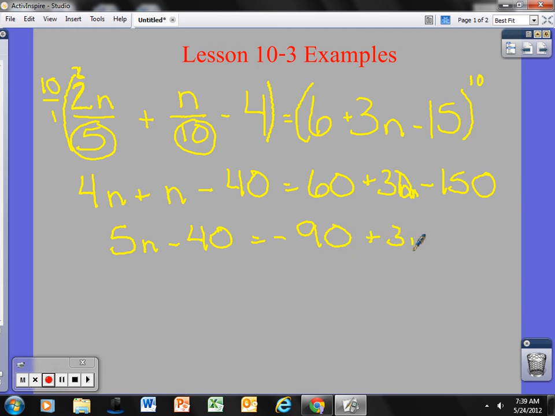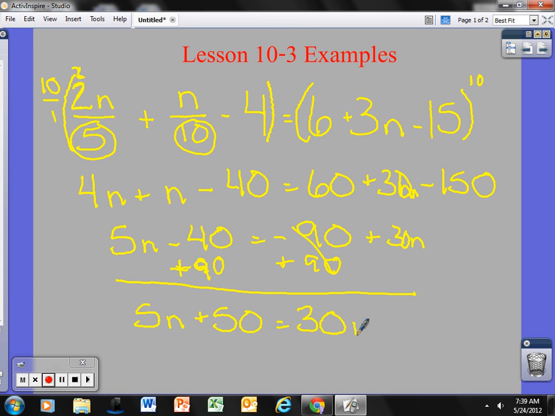plus 30n. Again, I like to get rid of negatives, so I'm going to add the 90 to both sides. That'll get rid of that. I keep forgetting to put that 0 there. Add the 90 to this side. I'm left with 5n, negative 40 plus 90. Negative 40 plus 90 gives me positive 50. That equals, that cancels out, that equals 30n.